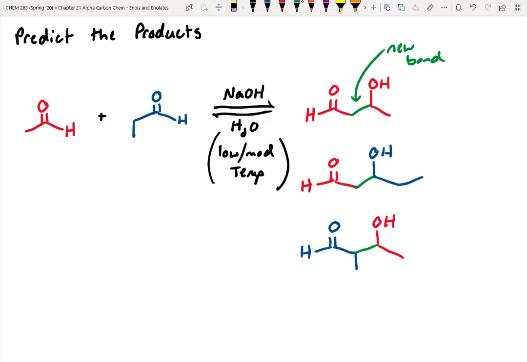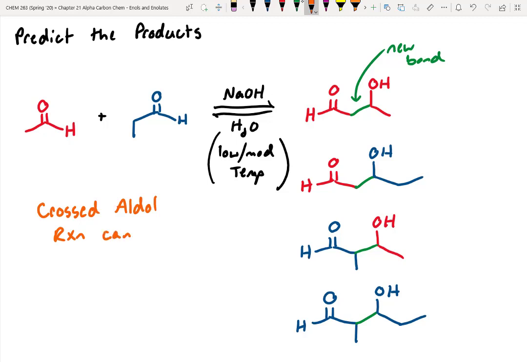But both are probable. And then last but not least, we could just have two of the blue aldehydes reacting with one another. And that would give us this product. So it's statistically possible that we could get 4 different products from this aldol addition reaction, which really emphasizes the point that when we do these reactions, it can be quite messy unless we're careful. So let's make a note of this. These are called crossed aldols. So crossed aldol reactions can be messy.